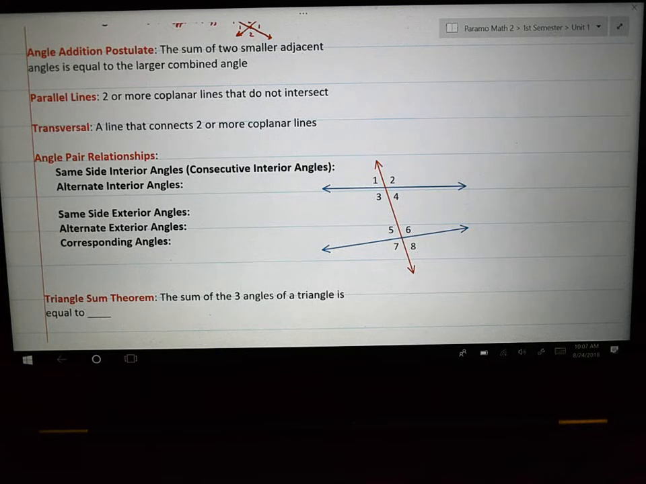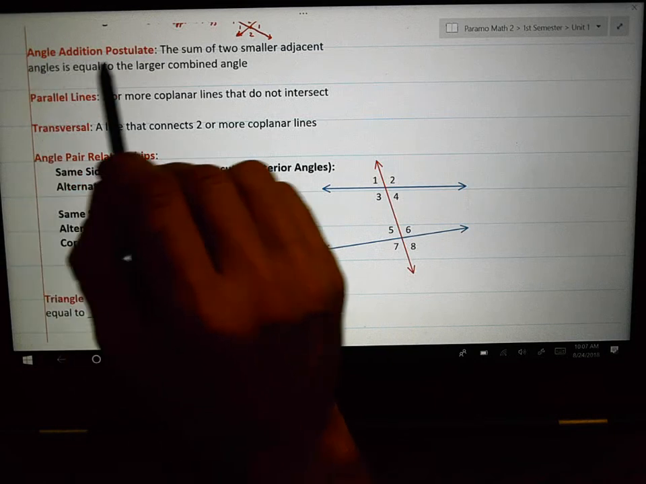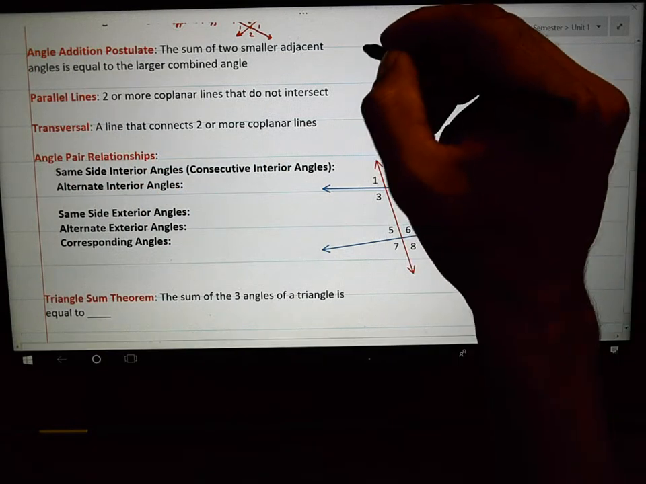Part 2 of 1.0 notes are on these words. So the first word that we need to know, or the first postulate that we need to know, is called the angle addition postulate. It looks something like this.